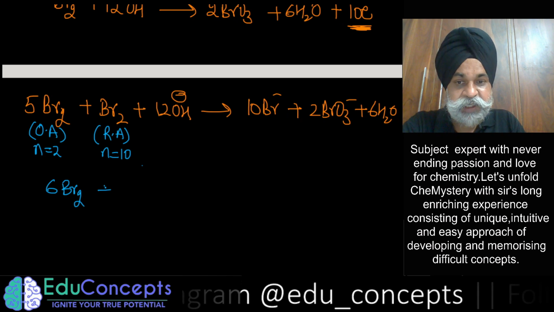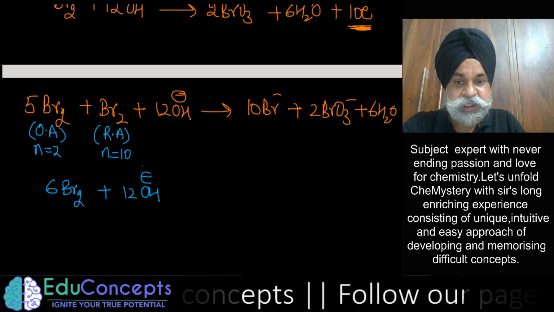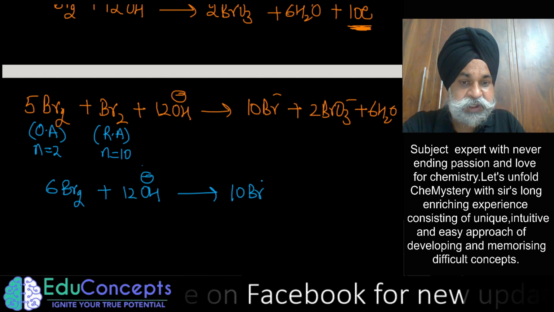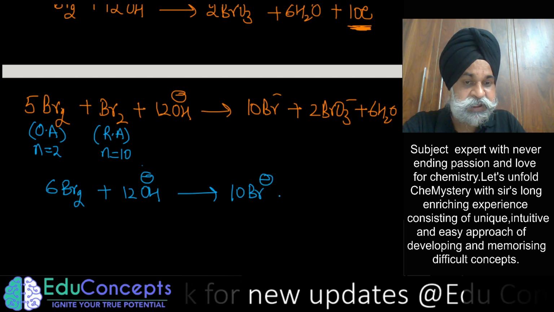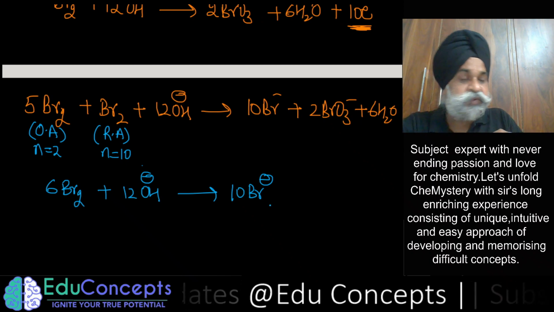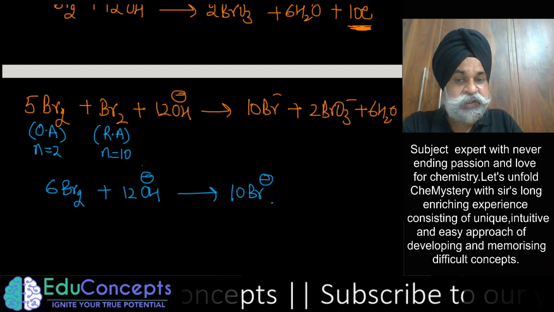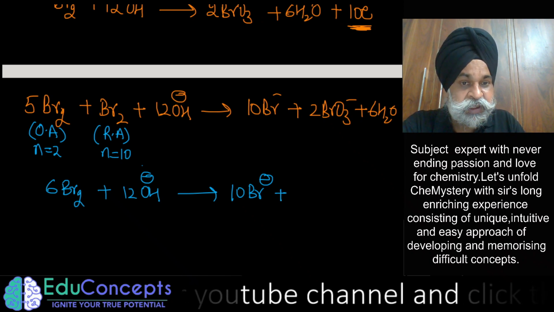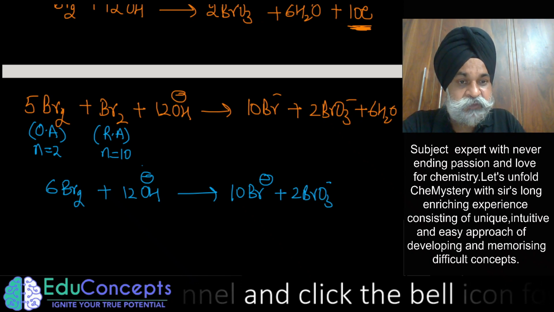So this gives a fundamental view in this question: out of 6 moles of bromine, all the bromine is not acting as a reducing agent, nor acting as an oxidizing agent. Out of the 6 moles of bromine, 5 moles are acting as an oxidizing agent and 1 mole is acting as a reducing agent. So based on that, let us go forward.